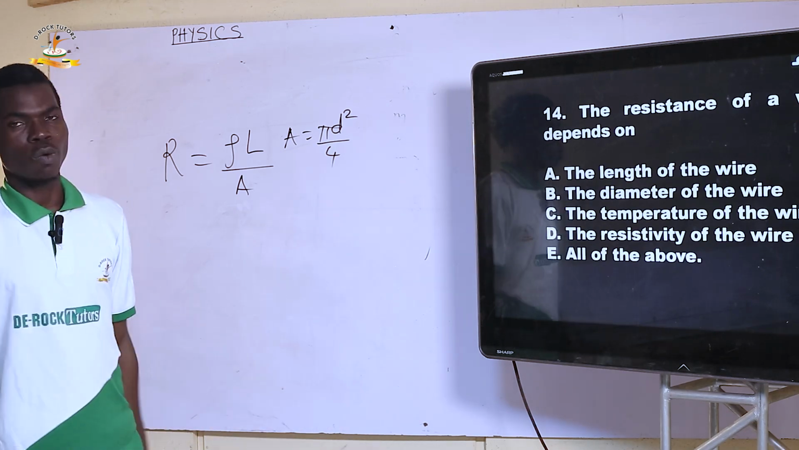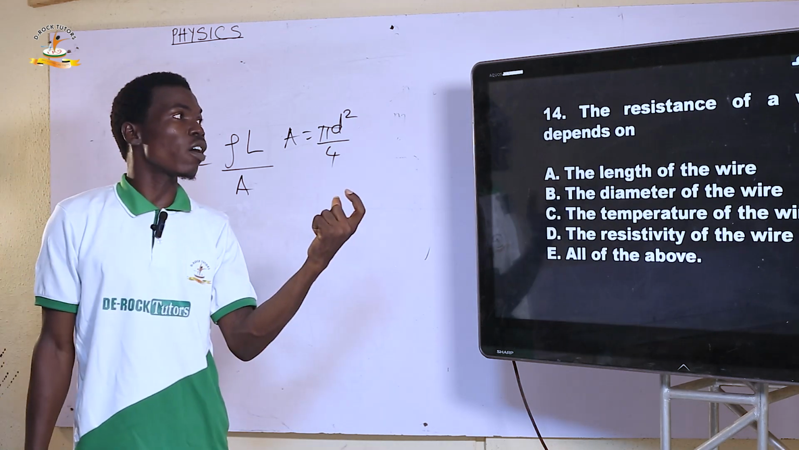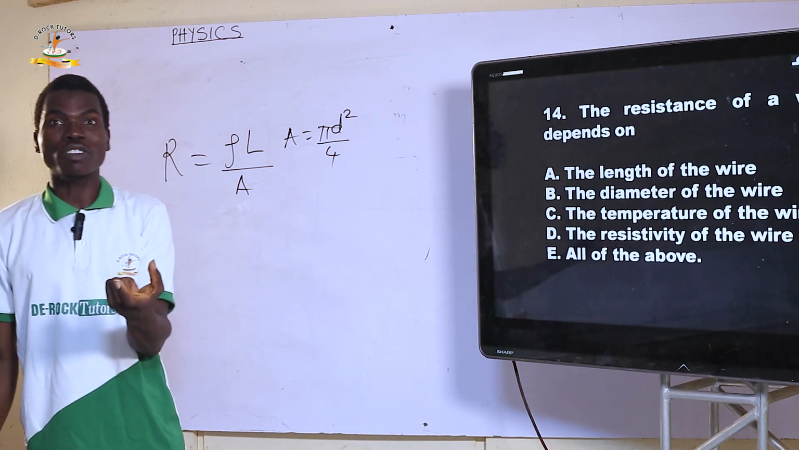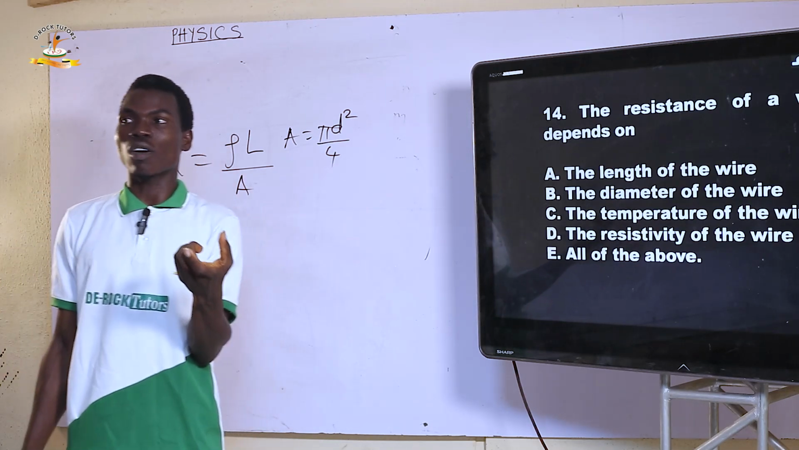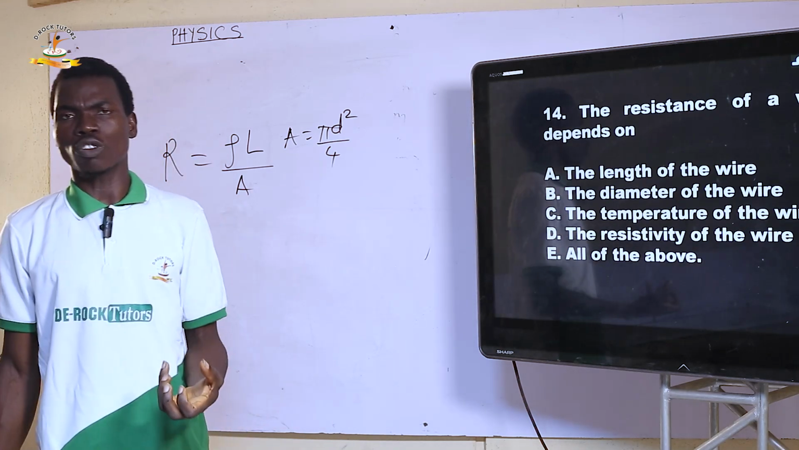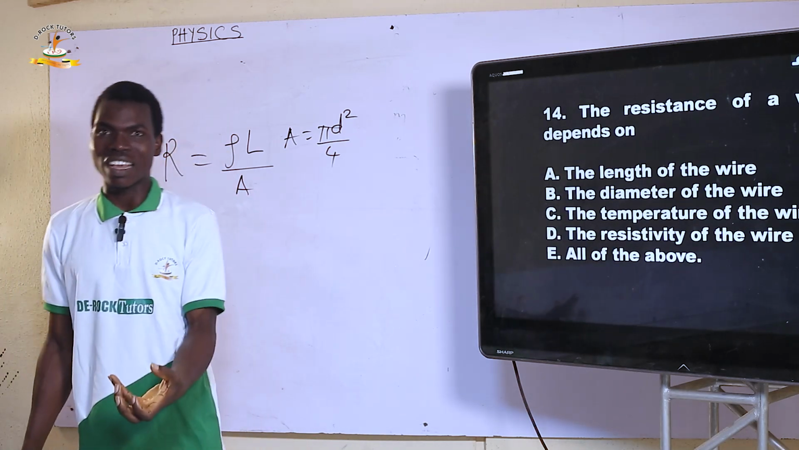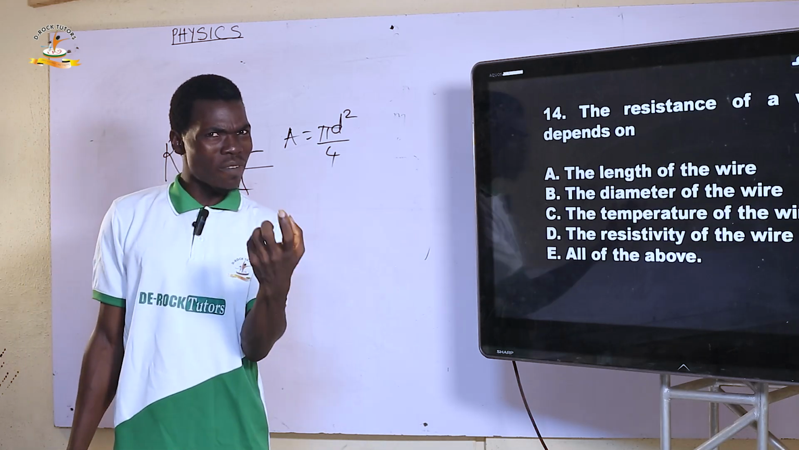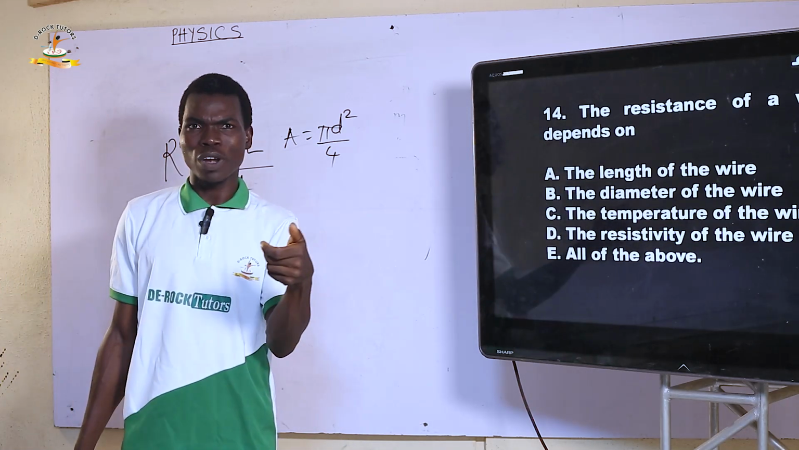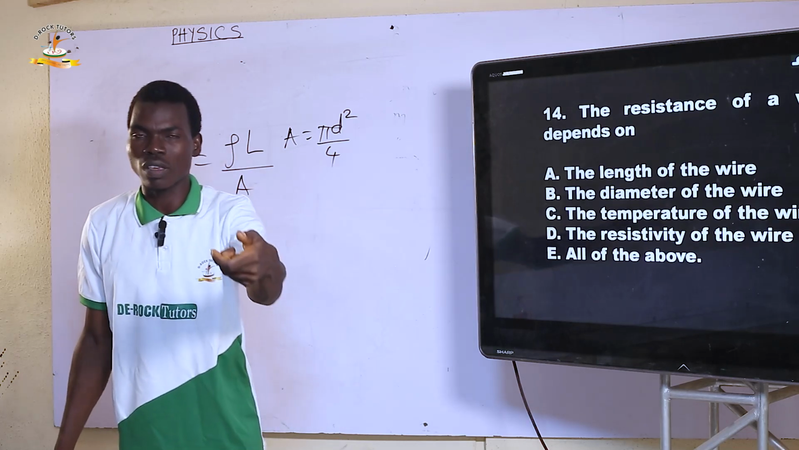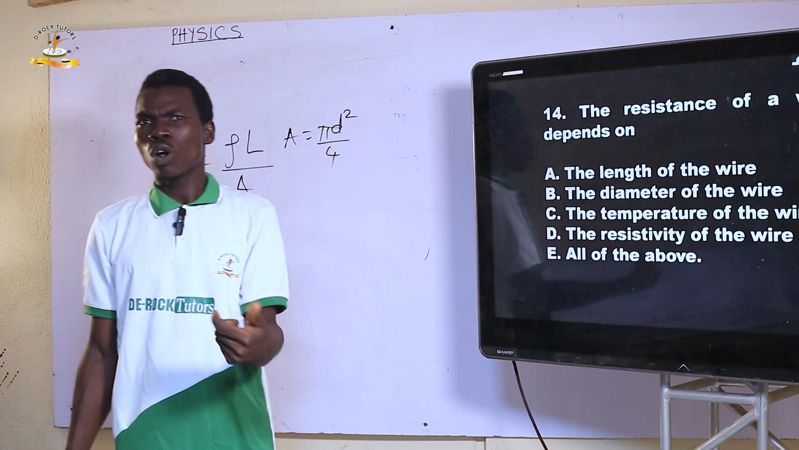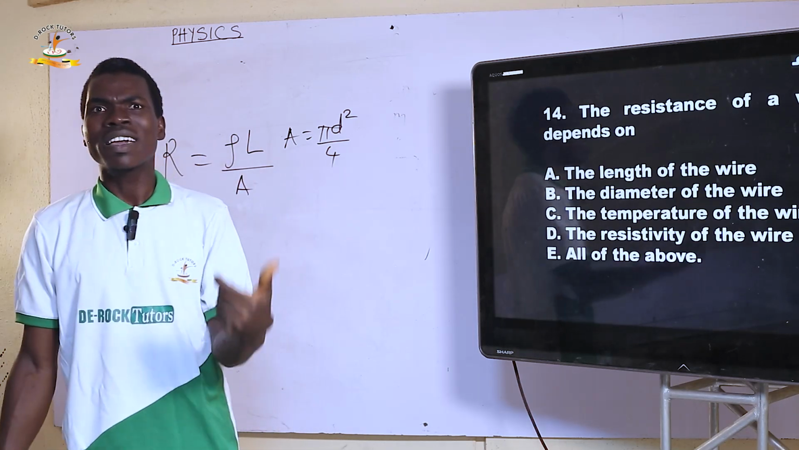Next, the temperature of the wire. For every conductor, the temperature changes. As temperature increases, the resistance of that conductor increases. Increase in temperature increases the resistance of a conductor. But if it is a semiconductor, increase in temperature will rather help its conductivity. So we say for a semiconductor, increase in temperature will reduce the resistance.